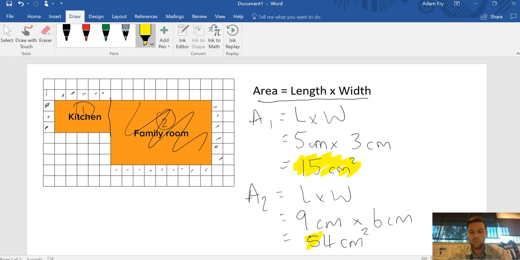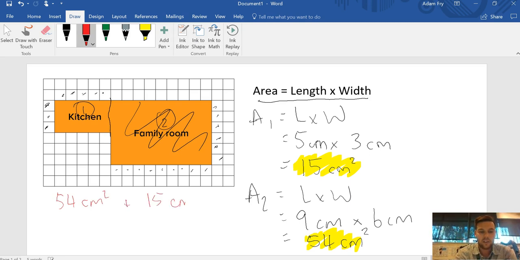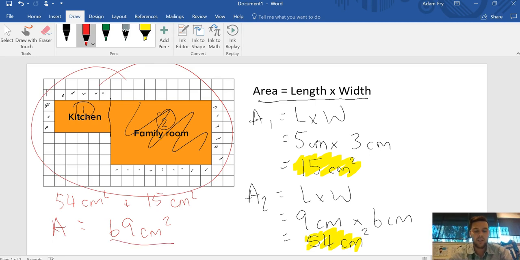So now we've got two answers here. We've got the 15 and we've got the 54. That is our two shapes so far. So we need to work out what the total area is, and if we're working out total, it must mean that we have to do addition. Let's do 54 centimeters squared plus 15 centimeters squared, which leaves us with 69 centimeters squared as our total area. So our total area of our shape here is 69 centimeters squared. Now that's the first way to work out this type of composite shape.